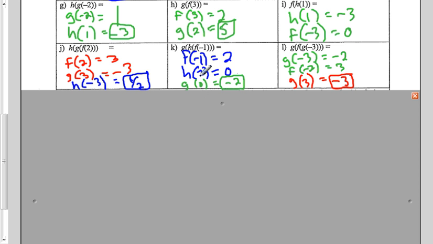G of h of f of -1, so f of -1 is the inside function, that's 2.